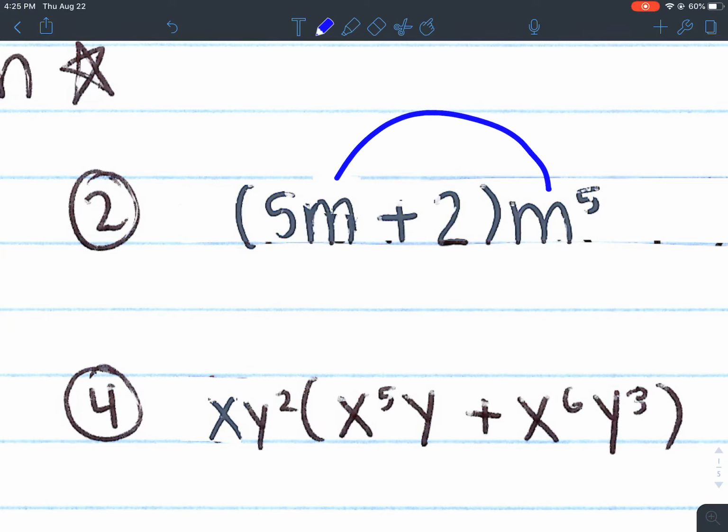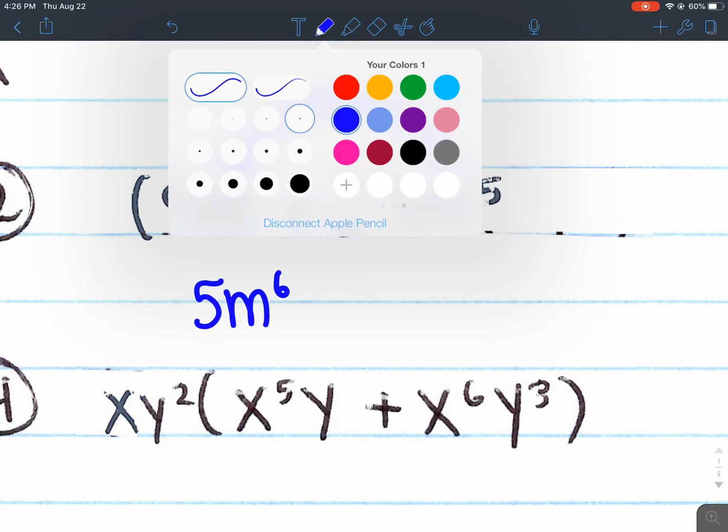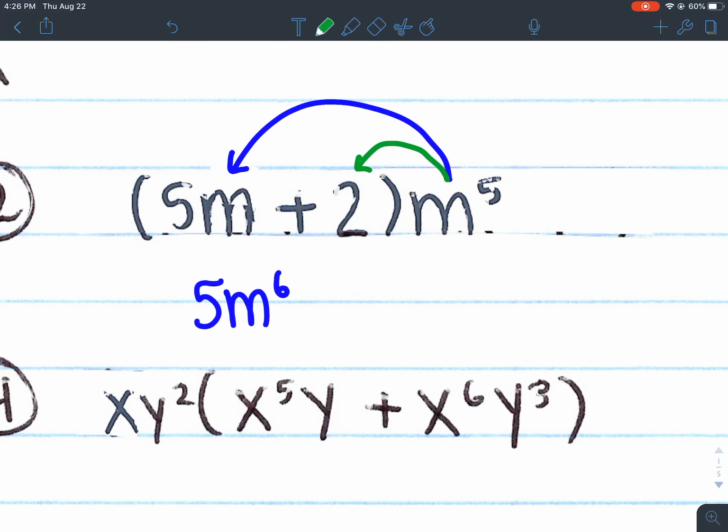So m to the 5th times 5m is going to be 5m to the 6th, because you have 5 m's being multiplied together, right? This is m times m times m times m times m. And then you have 5m over here. Well, if I mush that and multiply that all together, I have 5 times 6 of those m's. All right, the next part, I have m to the 5th times 2, which is going to just be positive 2m to the 5th.